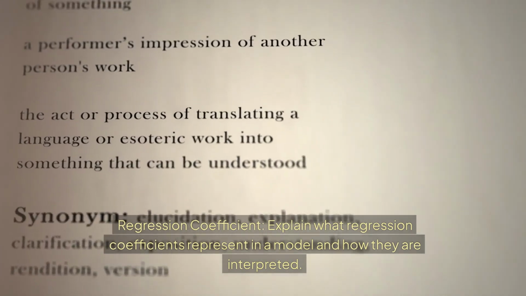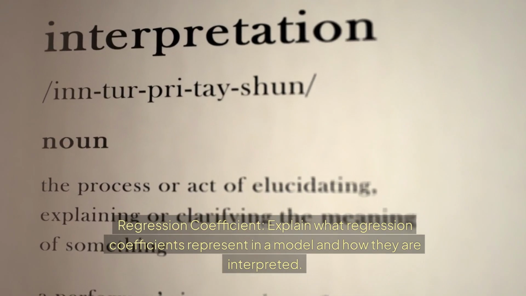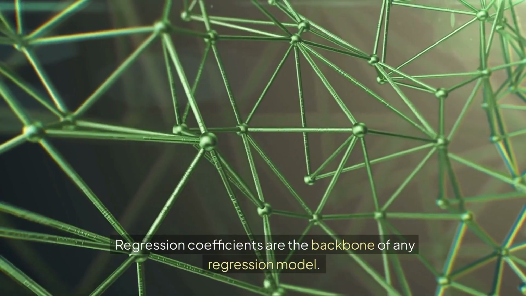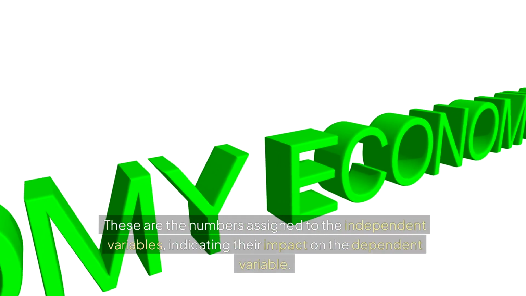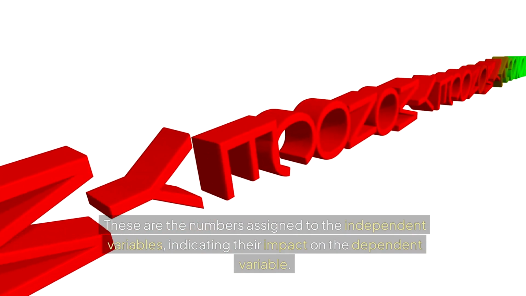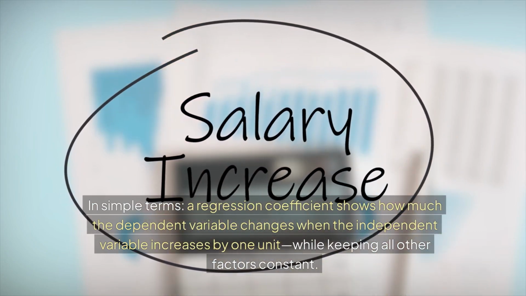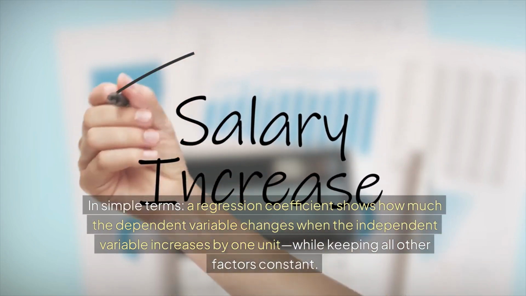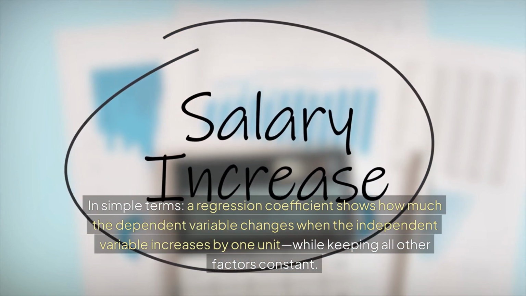Regression coefficient. Explain what regression coefficients represent in a model and how they are interpreted. Regression coefficients are the backbone of any regression model. These are the numbers assigned to the independent variables, indicating their impact on the dependent variable. In simple terms, a regression coefficient shows how much the dependent variable changes when the independent variable increases by 1 unit, while keeping all other factors constant.